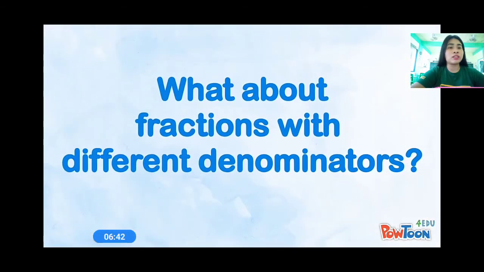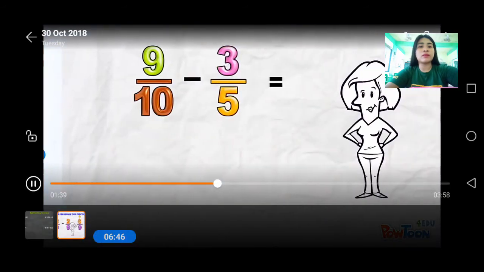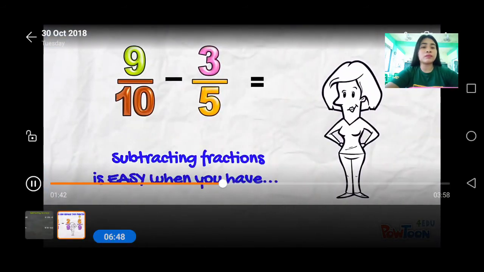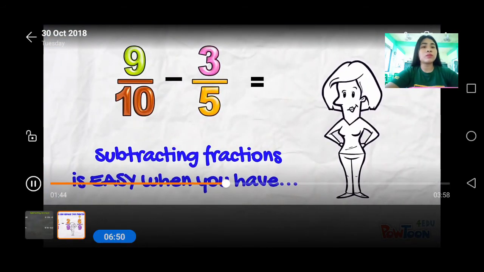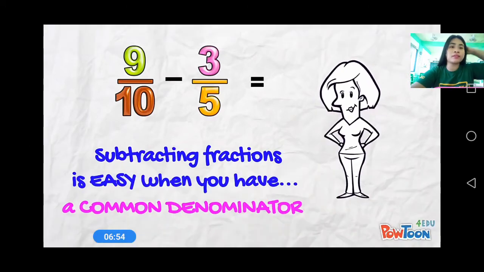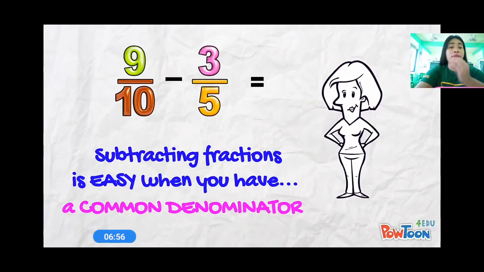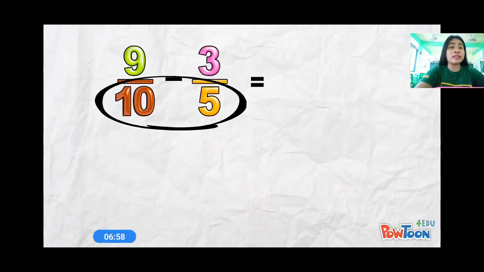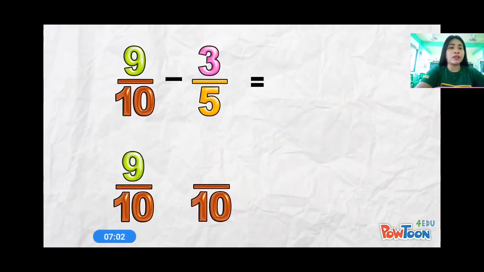What about when you get fractions with different denominators, like this pair? Well, subtraction is easy when you have a common denominator. Yes. So we make one. We make the denominators the same. Denominator is 10. Okay. Put that in the answer now.